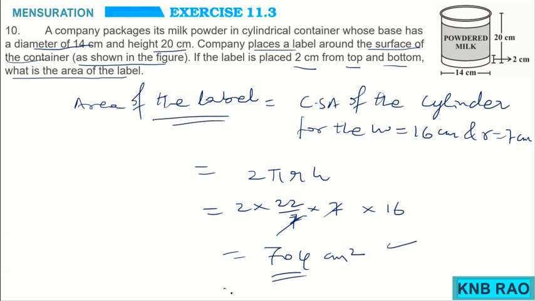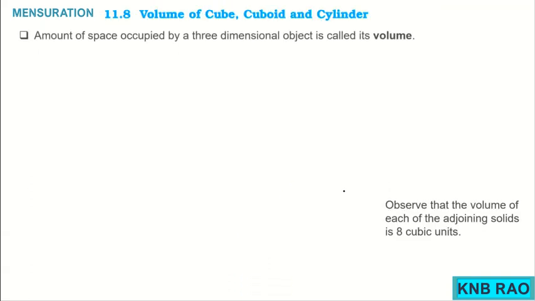Okay, write the conclusion. Okay, so with this we have completed exercise 11.3. Now moving on to another important topic called volume of cube, cuboid and cylinder. Children, the amount of space occupied by a three-dimensional object is called volume.